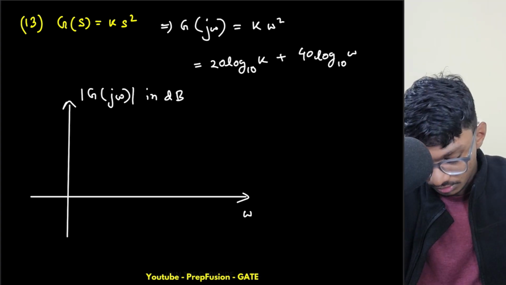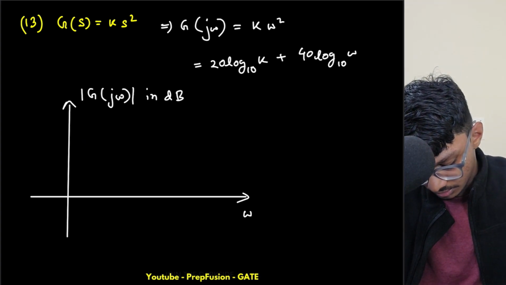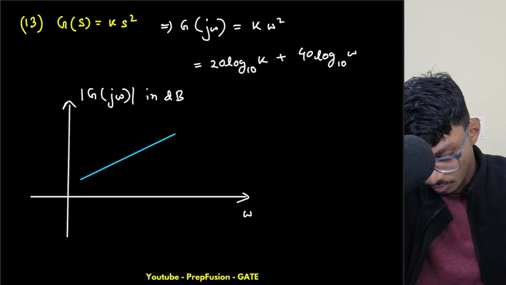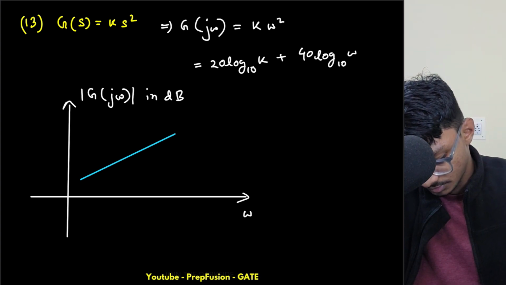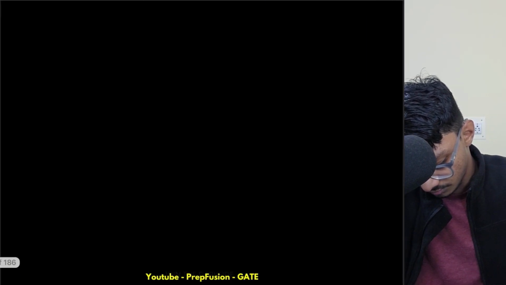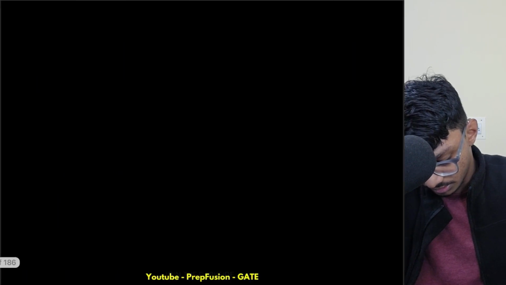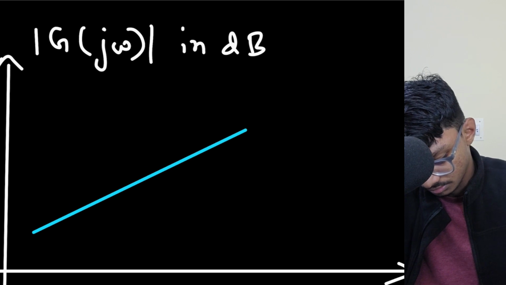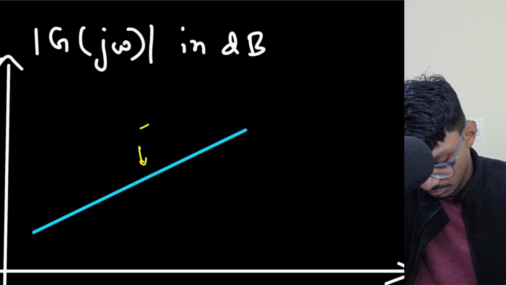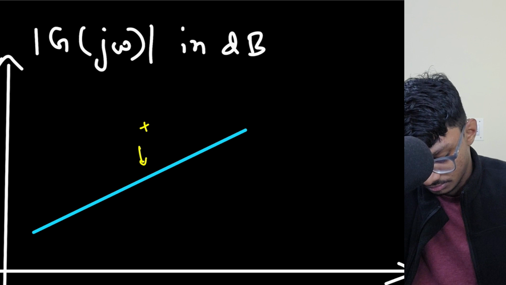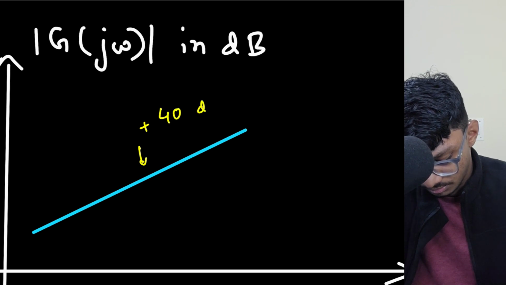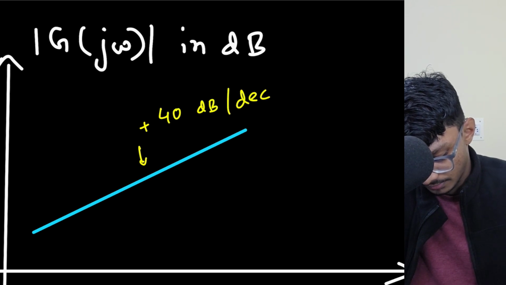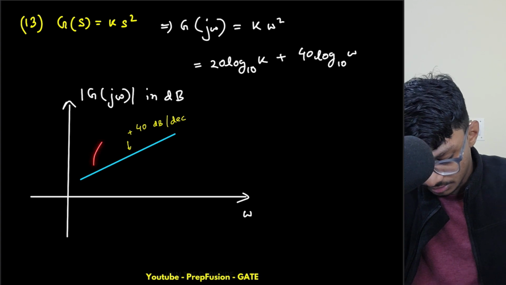So the Bode gain plot will be something like this. It will rise up. This time the slope is plus 40. Here I forgot to write the slope. Let me write it. The slope is 40 dB per decade. So this is the slope.